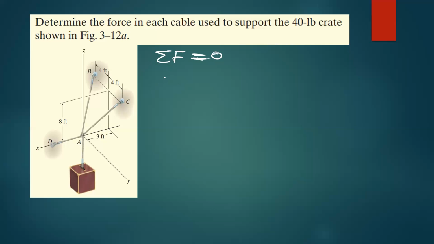So we start with the forces that are in the X. Before we do that, let us first find the unit vectors along each of these cables. The unit vectors along these cables are simple. So let me find the positions of these points that we have, points C, B, and D.